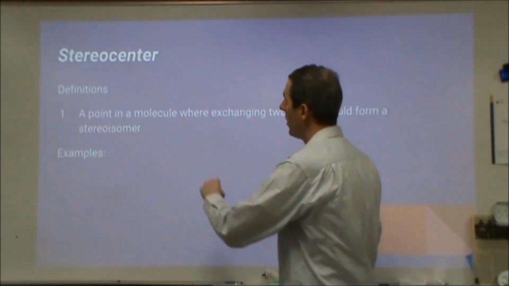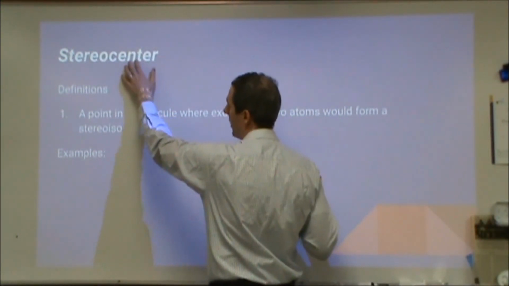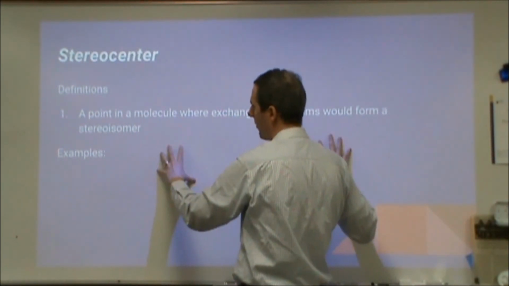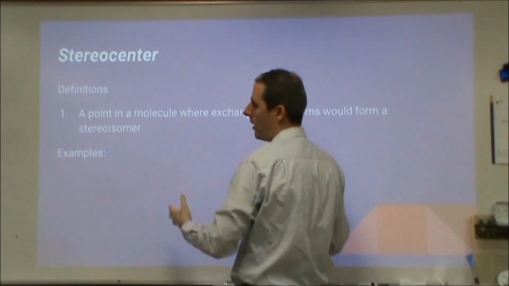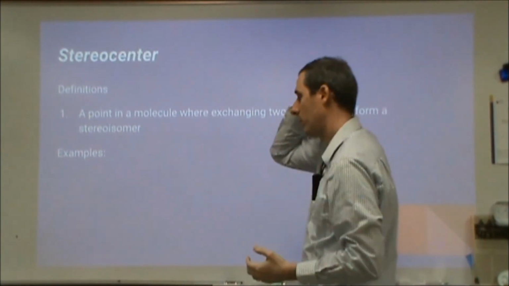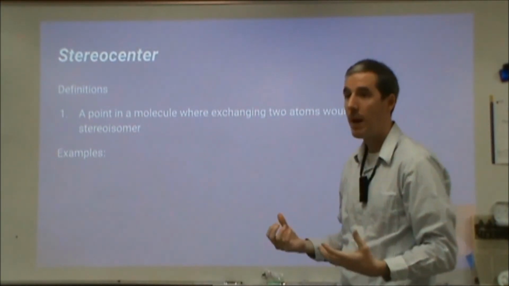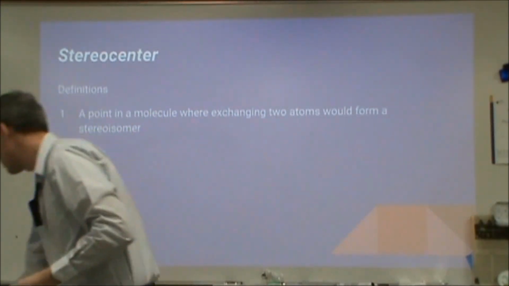So you'll often see all 3 of those terms kind of work together. Stereocenter is the point in the molecule. The enantiomers are the pair of molecules that share this property. And the first term was chiral, and that is the property of each individual one of those molecules.